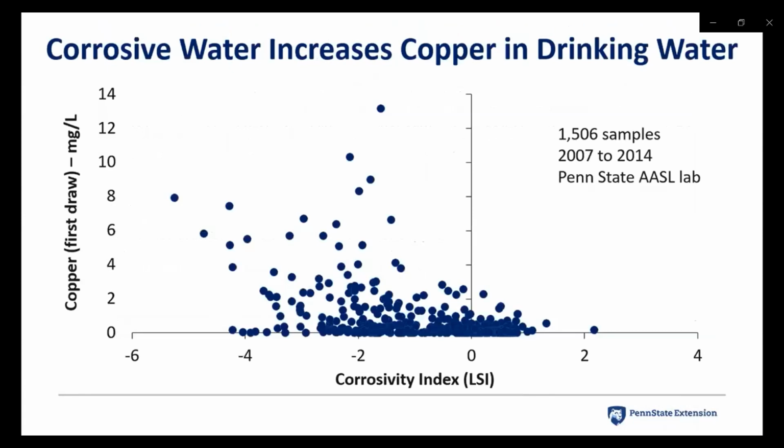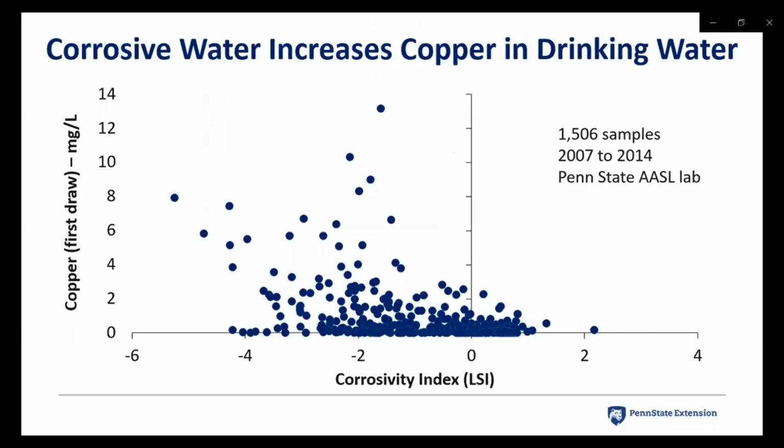So this is looking again at correlating copper and the corrosion index, the LSI. On the horizontal axis, we have our corrosion index, again, more negative being more corrosive. And this is showing the first draw copper from about 1,500 samples from our Ag Analytical Lab here at Penn State. You notice that the higher copper concentrations are all occurring where the corrosion index is generally less than about -1.5 or so, which is where we really pick up the very highest copper.